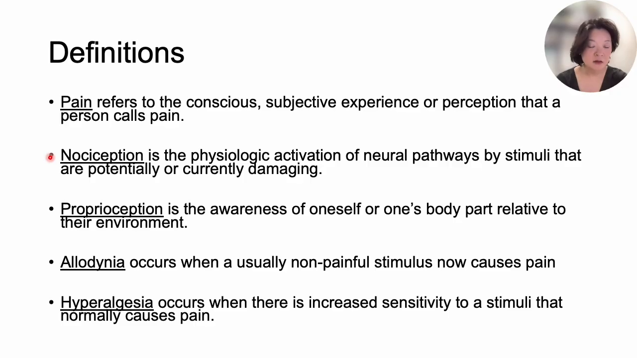Nociception is the physiologic activation of neural pathways by stimuli that are potentially or currently damaging. Proprioception is the awareness of oneself or one's body part relative to their environment. Allodynia occurs when a usually non-painful stimulus now causes pain, which differs from hyperalgesia, which occurs when there is increased sensitivity to a stimuli that normally causes pain.